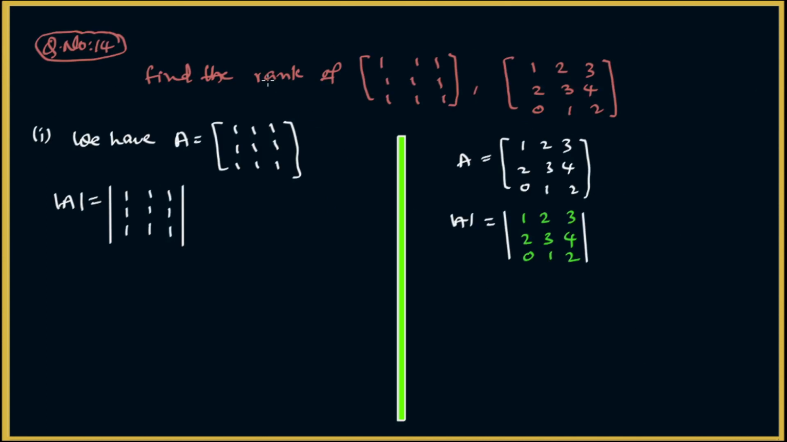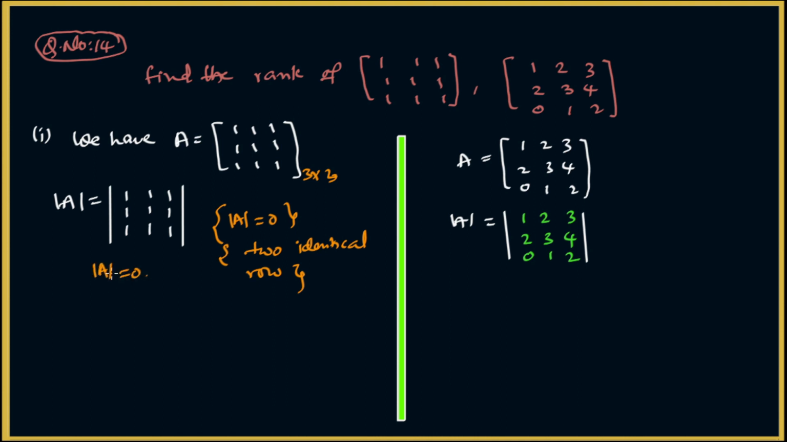Next, question number 14: find the rank of the matrix. A 3 by 3 matrix is given, so the order of the given matrix is 3 by 3. First find the determinant of the given matrix. So that is how much? The determinant of the matrix is 0. Why 0? Two identical rows, first row and second row, or two identical columns. If any matrix has two identical rows or columns, its determinant is 0. So the determinant of this 3 by 3 matrix is 0.